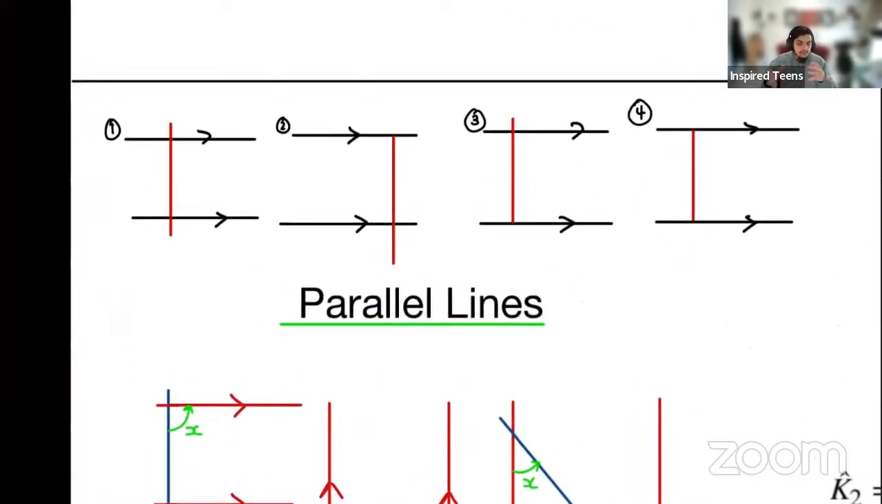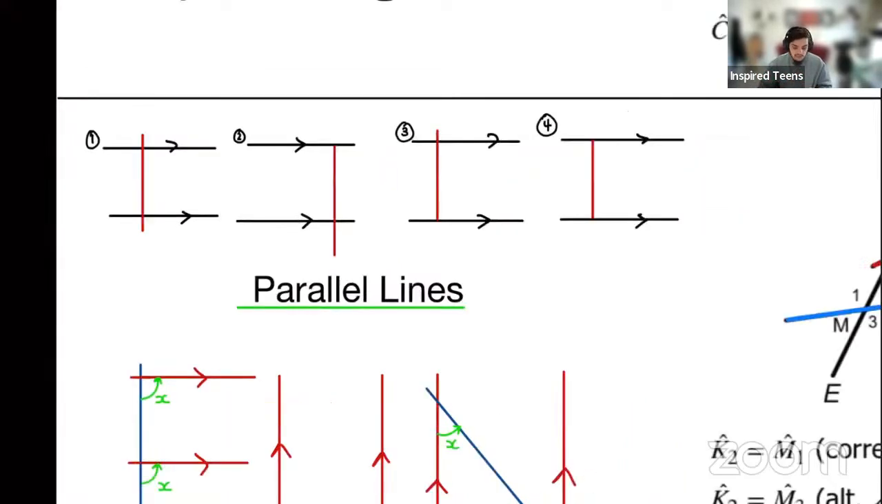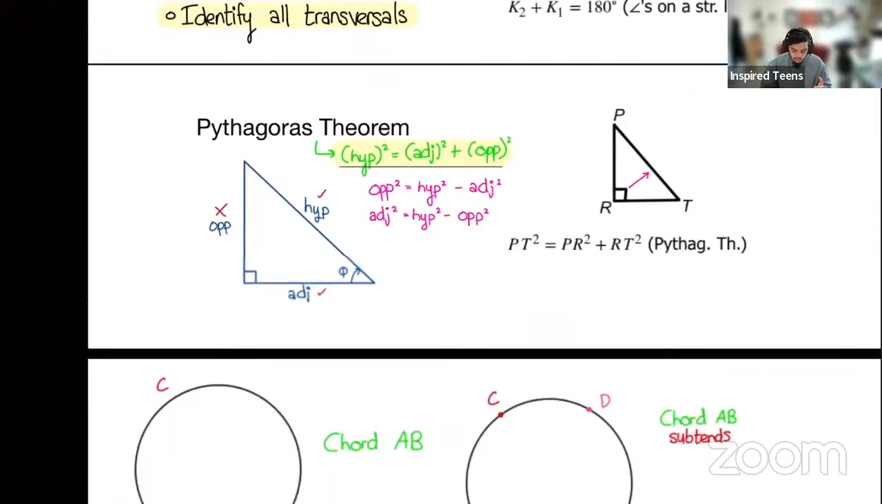We looked at 4 examples, different cases, just to be extra specific. Number 1, it goes through both. In number 2, it goes through one and touches the other. In number 3, it touches one but goes through the other. And in number 4, it's just touching both. But all are perfectly fine; all are transversal lines. Cool. Then we moved on.